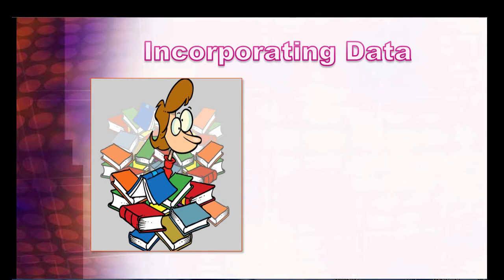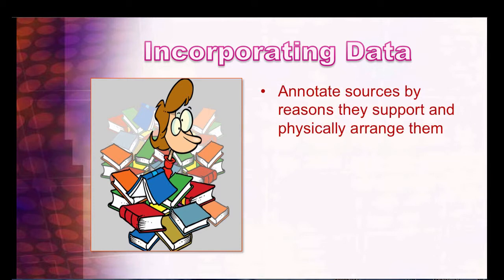Okay, so you know that you're going to use data from sources. How do you exactly go about doing that? Well, first of all, these are just my recommendations, but I recommend that you go through your sources again, and if you haven't already, annotate them according to the reasons that they provide data for. And then I've learned as a student for 400 years that it's easier for you if you physically arrange your sources according to the reasons that they support.